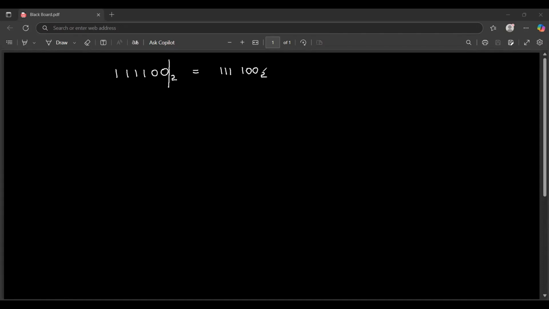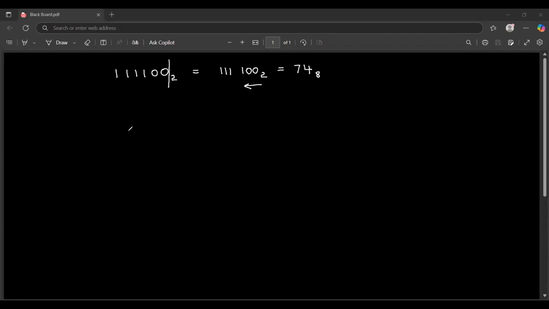So you can group it as 111, 100 to the base 2. And we know 111 represents 7, 100 represents 4. So it will be 74 to the base 8. That's all you have to do. So keep in mind, you go in this direction, not this direction. If you do that, you will make mistakes, so don't do that. Go from the rightmost digit.